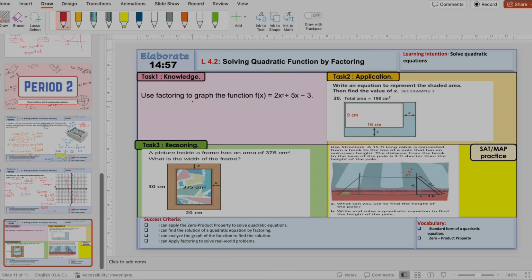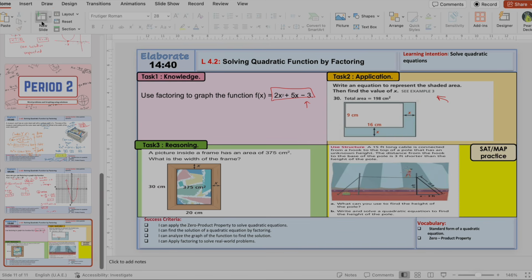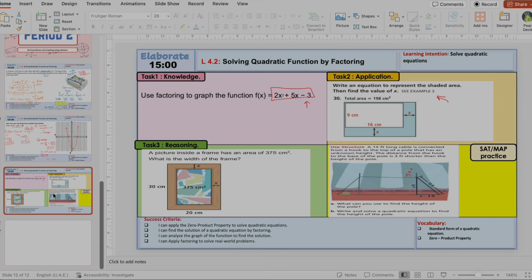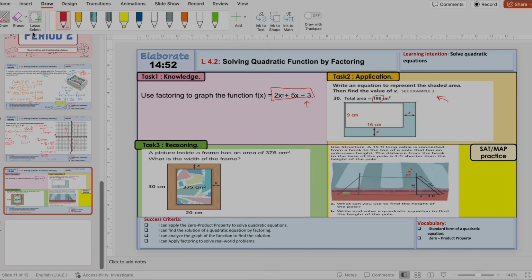Okay, so again here, use factorization to graph this one. You can go ahead and try to do that, but I'm going to explain one more question from here. I'll take this one. Okay, so here we have this equation. This question here is saying the total area is 198, and they gave me, let me take the question there. This is way easier.